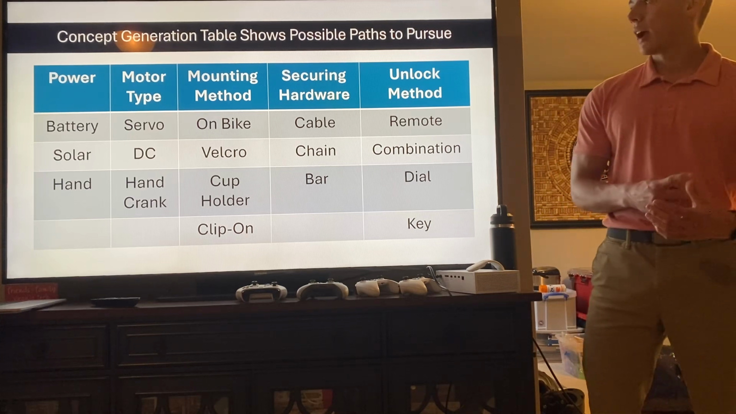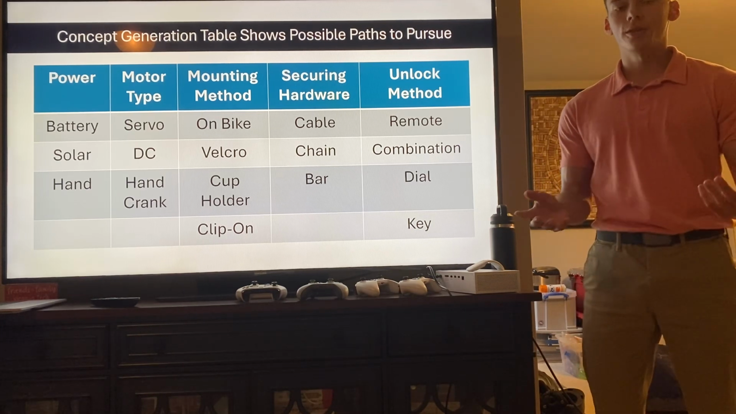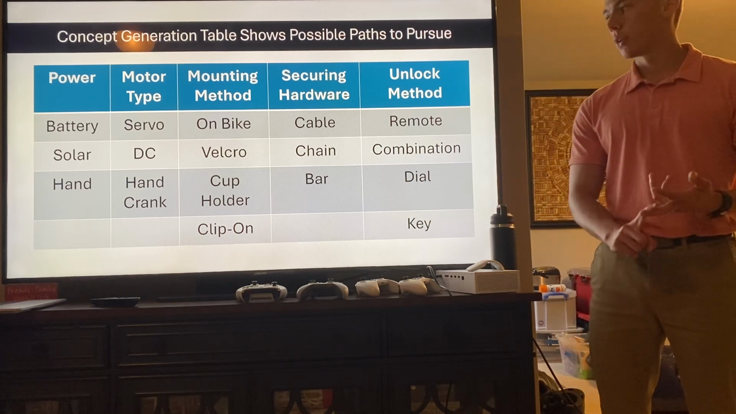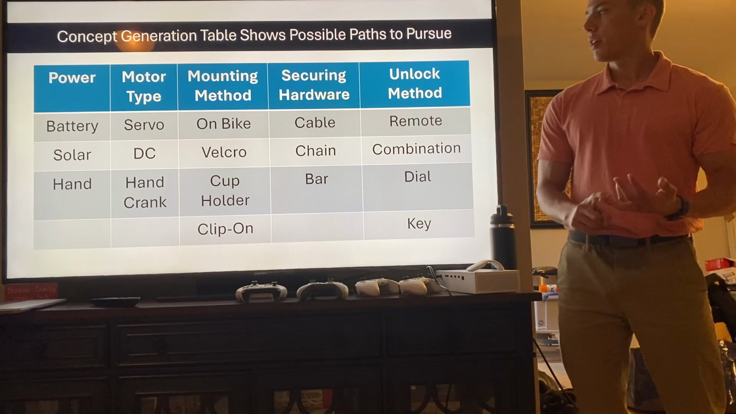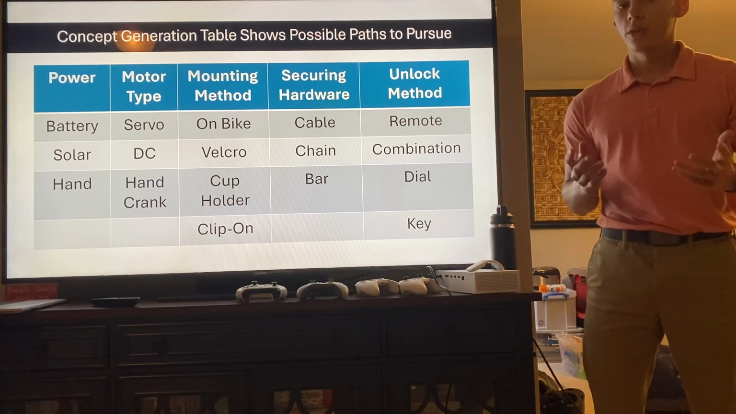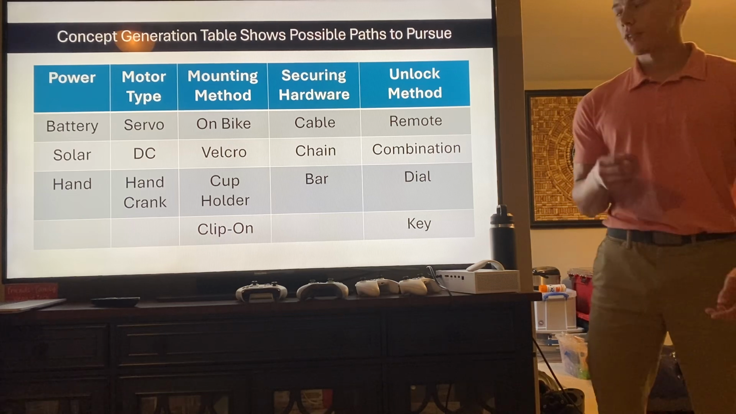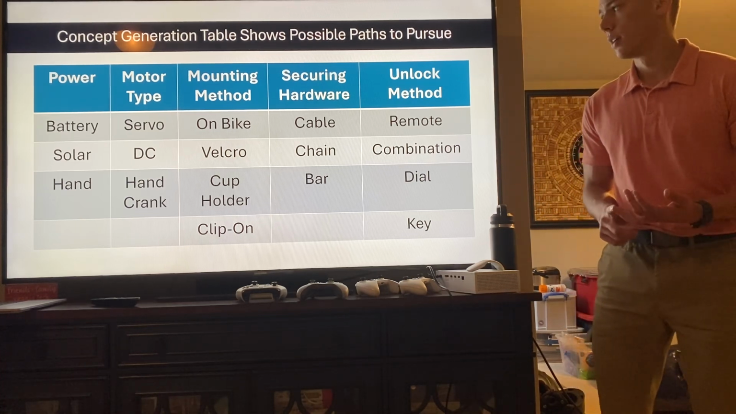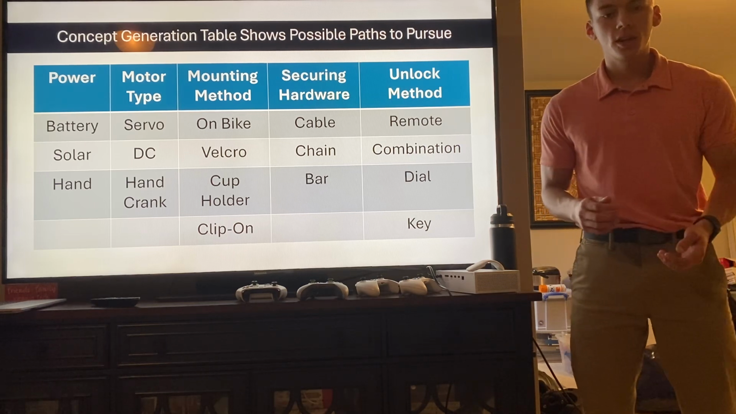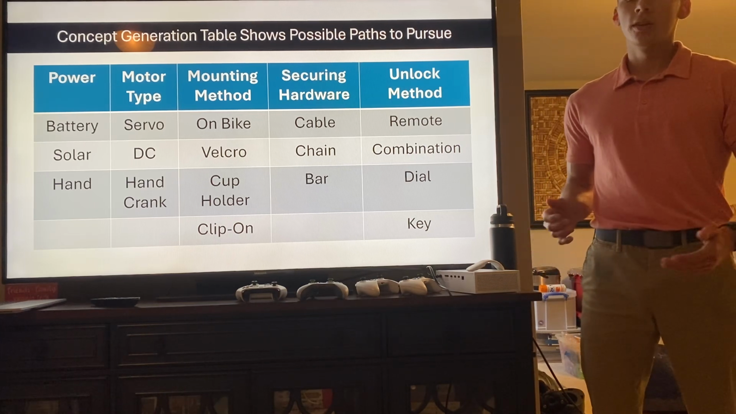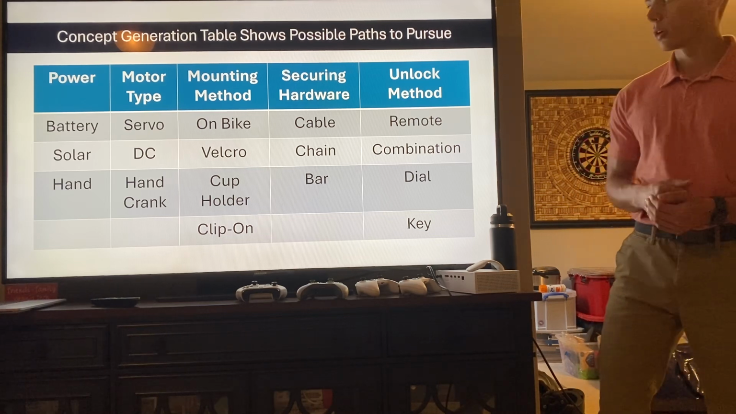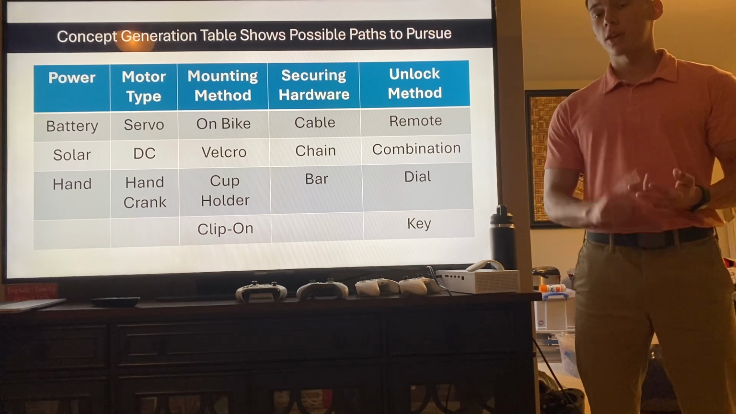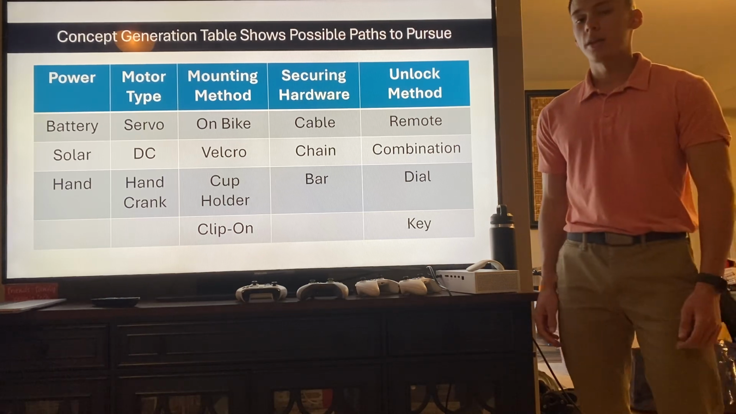So to describe these, our power is how we're going to give energy to our device. Our three options were a battery, solar power, or powered by hand. Then we have our motor type, so how we want it to physically move. This will be done either by a servo, a DC motor, or once again, by hand. The next thing that we need to think about is how are we going to mount this to the bike? And the four options that we came up with were directly on the frame of the bike, Velcro, making use of the cup holder, or a clip-on method.